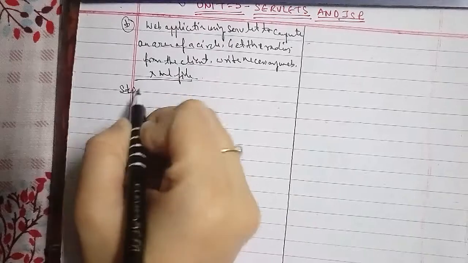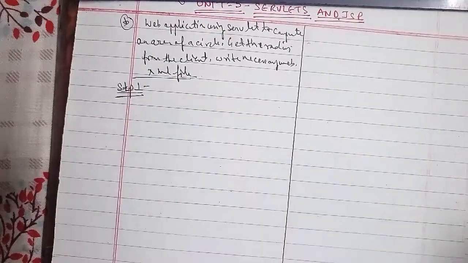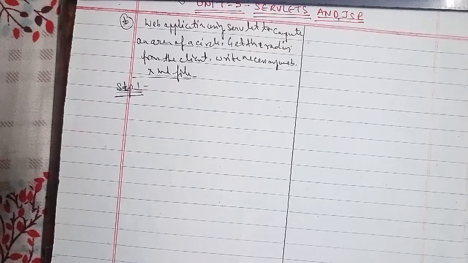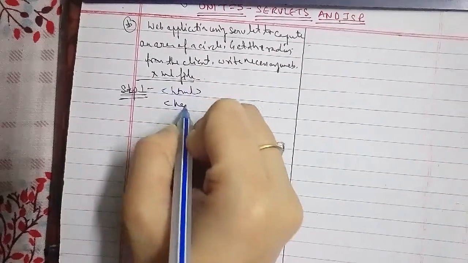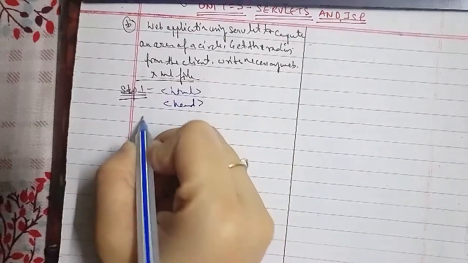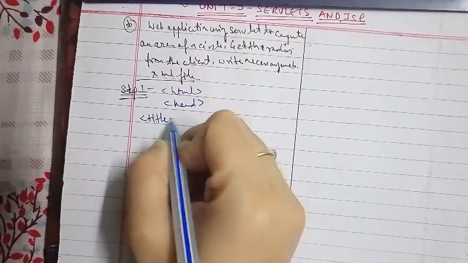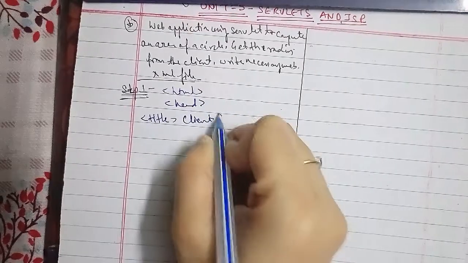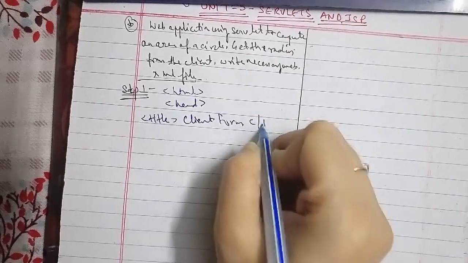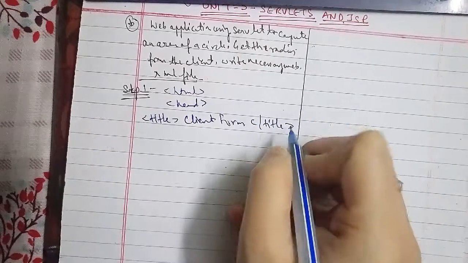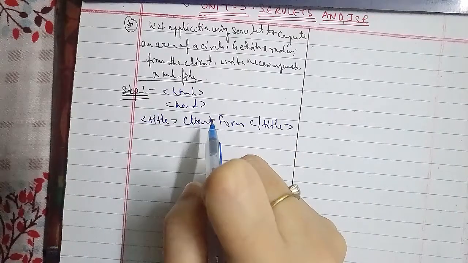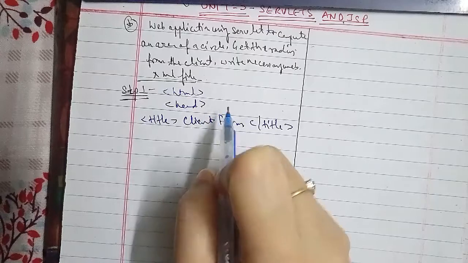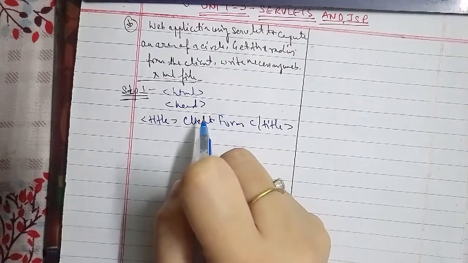So start with the HTML and head, then title, that is client form, then title close. After that, as I told you, we have to create an HTML document from the client side, and using this HTML document, the client can enter the radius for the computation of the area of the circle here. And after that we'll be closing the title tag, and closing the head tag as well that we had opened here.